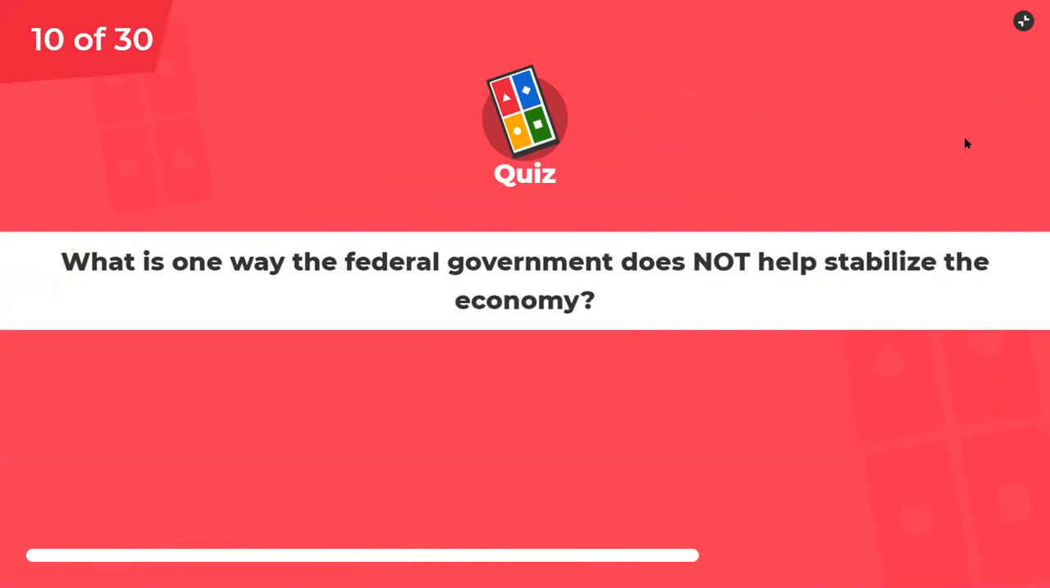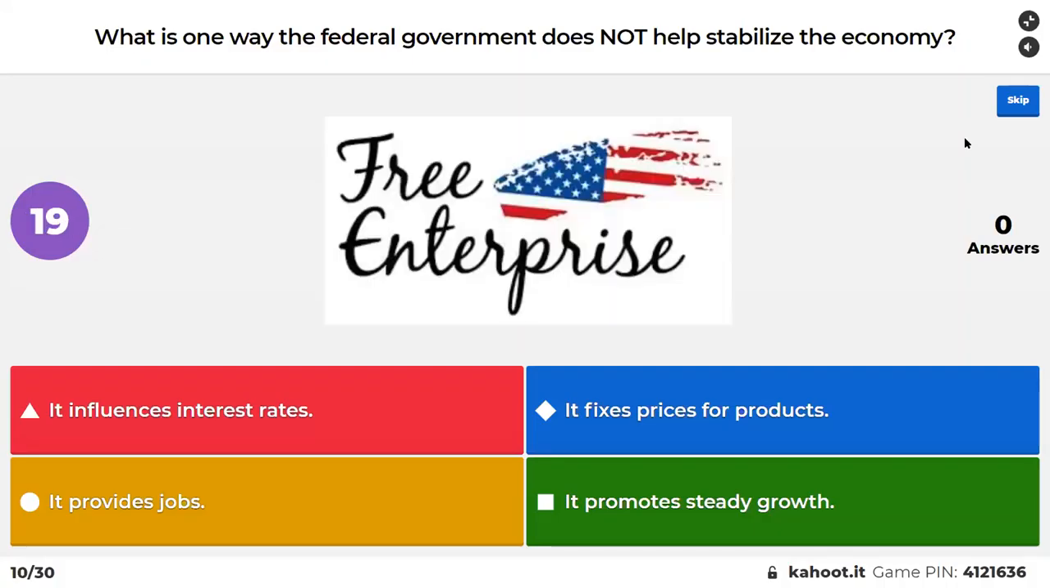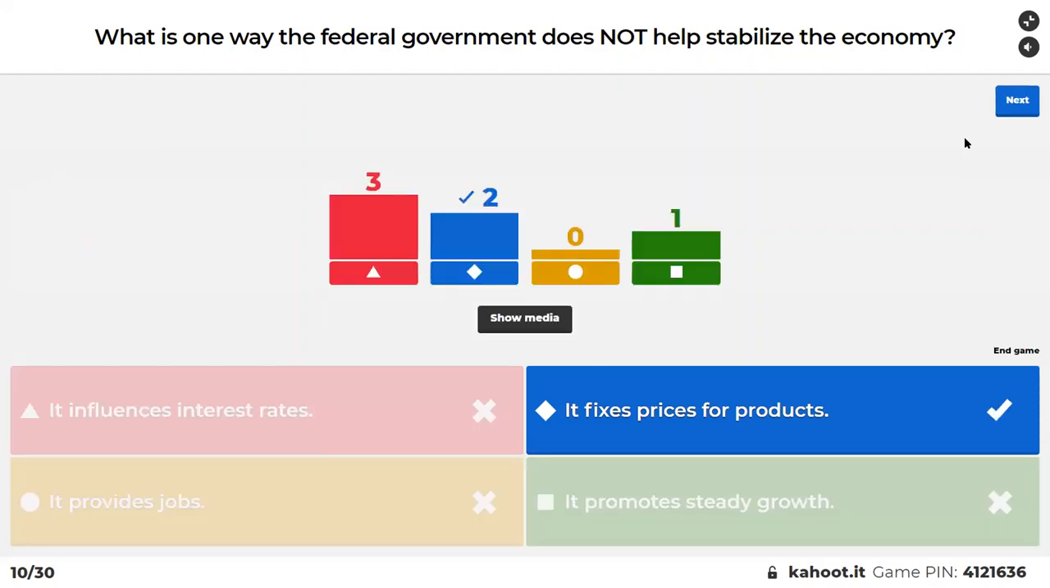What is one way the federal government does not help stabilize the economy? Government does not fix prices. In our free enterprise system, the businesses and firms are the ones that set prices, and the consumers vote with their dollars.